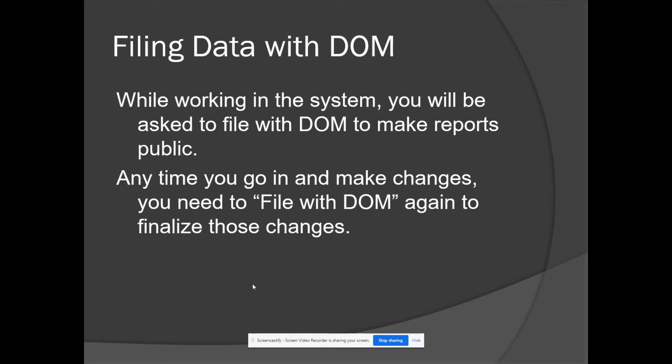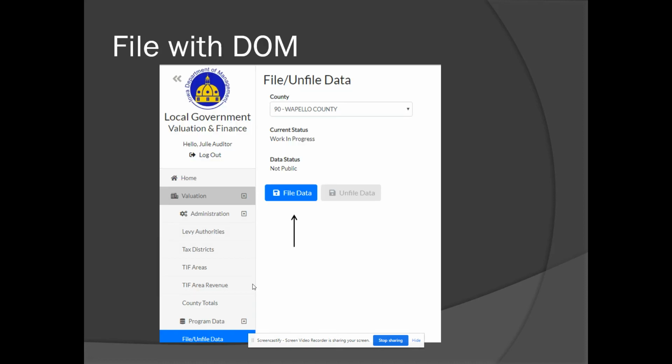When you're ready to file data with DOM and make it public, you actually have to take a step to make that data finalized. So when you think it's all completed, and your error checks and everything are clean, what you would do is go to the left-hand navigation and select File with DOM. That will bring up an icon that will allow you to file your data with DOM to finalize your changes. And anytime you need to go in after that and make any changes, you have to file data with DOM again to finalize them.